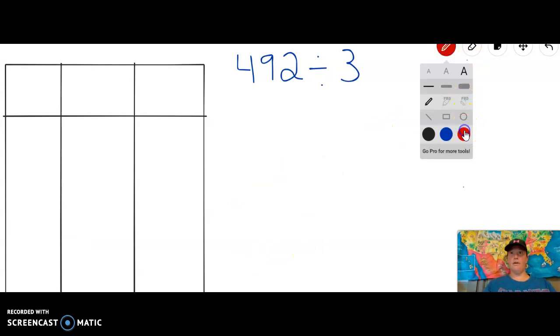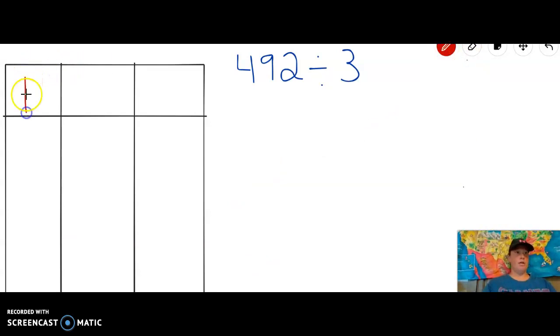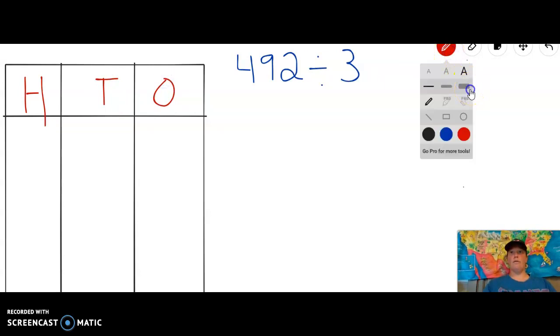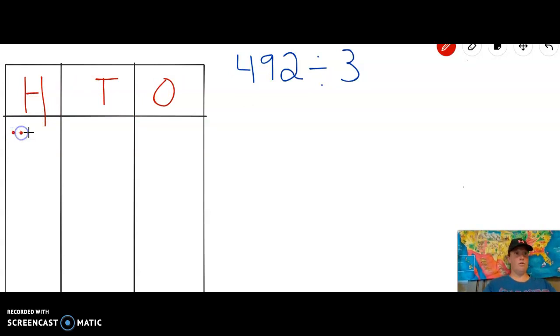Okay, let's start. Let's do the place value disks first. So we have our hundreds, tens, ones, HTO. All right, so like I said, we're going to stick with the 492 divided by 3. I'm going to show you how to do it. We got how many hundreds? We have 4. 9 tens, which is 90, and 2 ones.